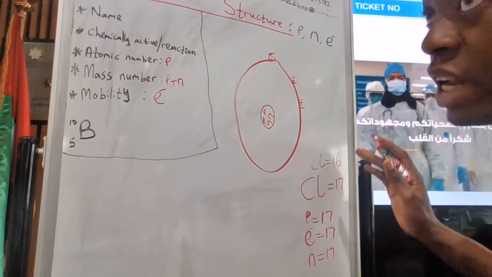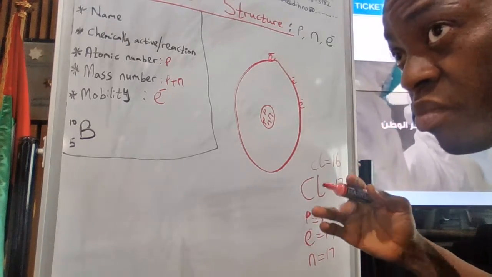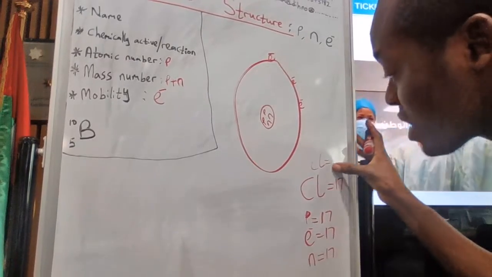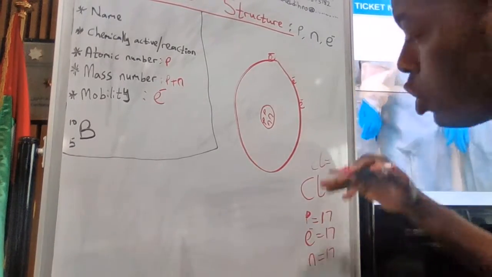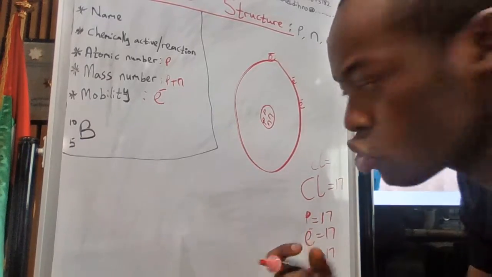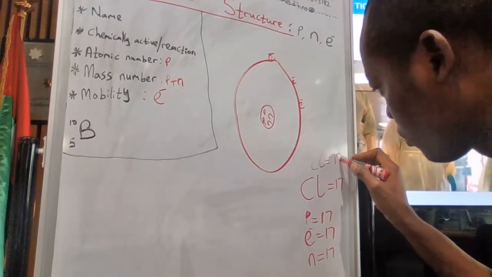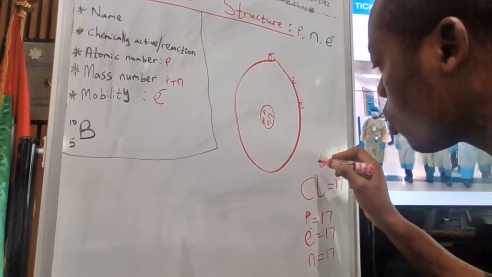And let's assume chlorine accepts. It's very easy for chlorine to accept an electron, not give. Chlorine is 2, 8, 7. So chlorine can easily accept an electron to make it 18. But this chlorine will not remain the same as chlorine anymore.